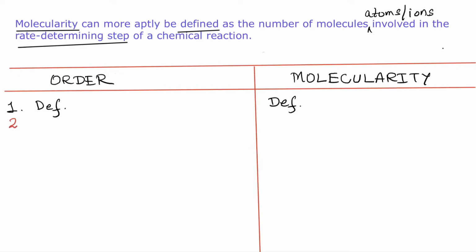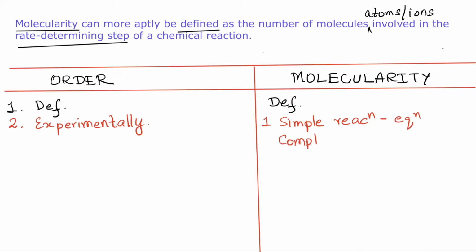What about the second point of difference? How do you determine order of a reaction? Yes, it can only be determined experimentally, right? Molecularity depends. If it's a simple reaction, then from the reaction equation itself. But if it's a complex reaction, then we see the mechanism and we define it by the slowest step.